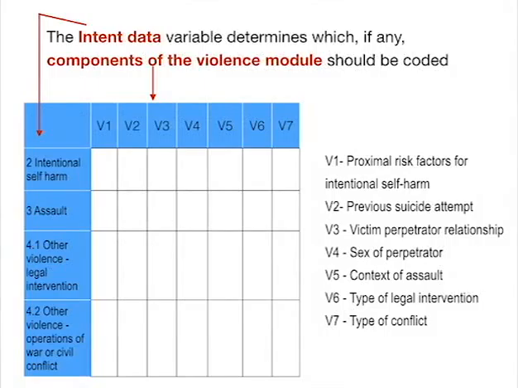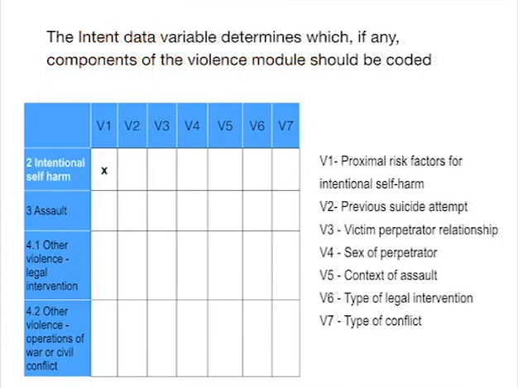The intent data element of the core module determines which of the components or data element of the violence module should be coded. For example, for the intent variable intentional self-harm, V1 or the most recent crisis that led to the self-harm, and V2 or any previous suicide attempt should be indicated. For intent variable assault, the relevant data element in the violence module includes V3, victim-perpetrator relationship, V4, sex of perpetrator, and V5, context of assault or the circumstances or reasons surrounding the violent injury.